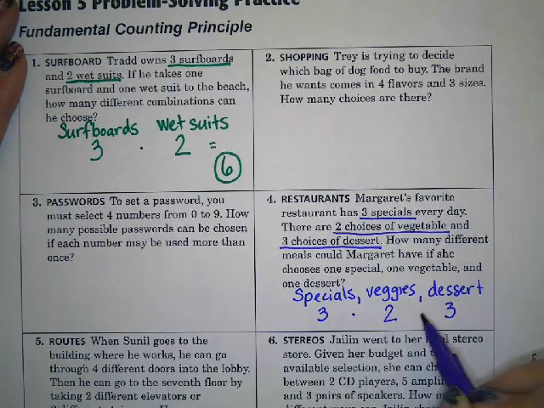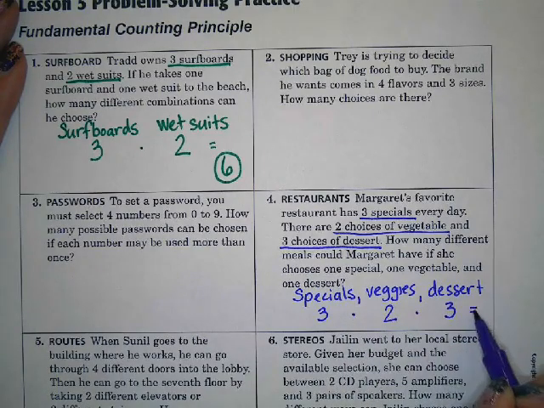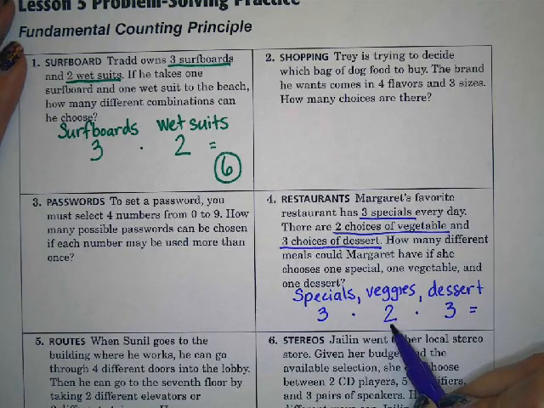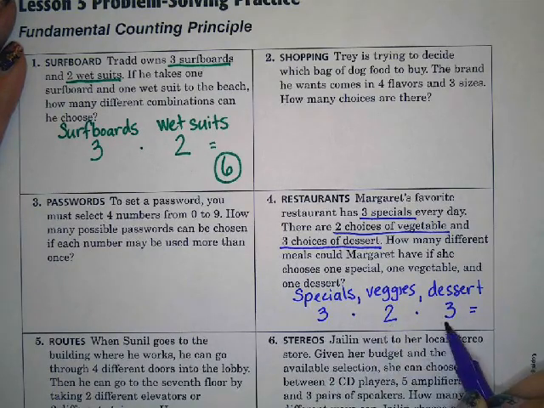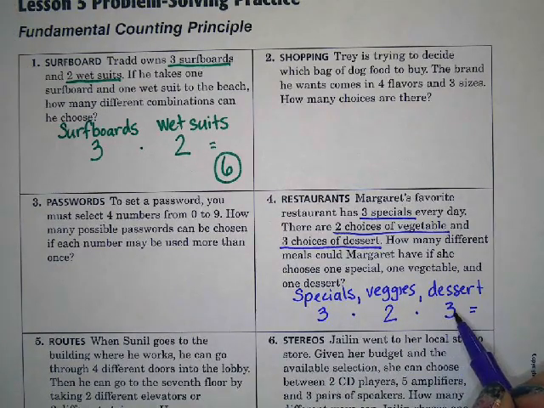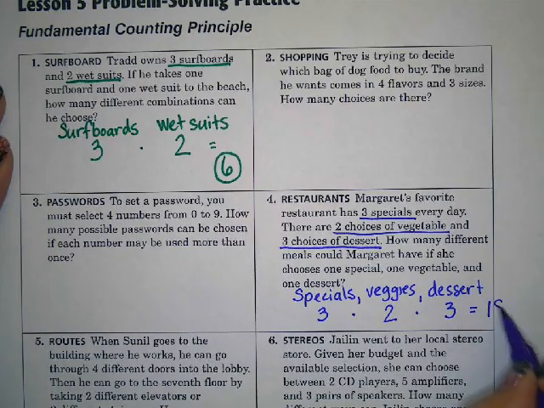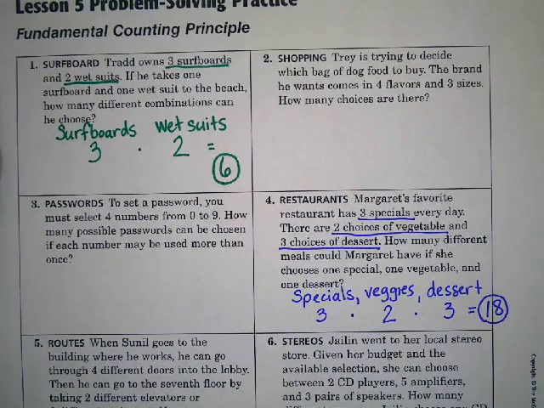So 3 times 2 times 3. So 3 times 2 gives us 6. 6 times 3 gives us what? 18. You're right. Okay, so 18 would be our answer.